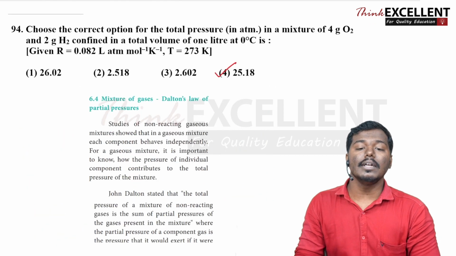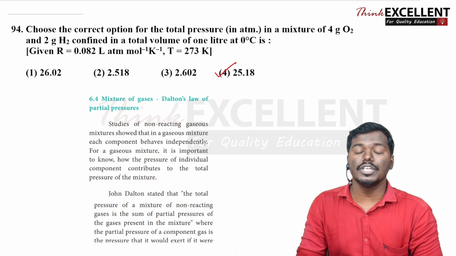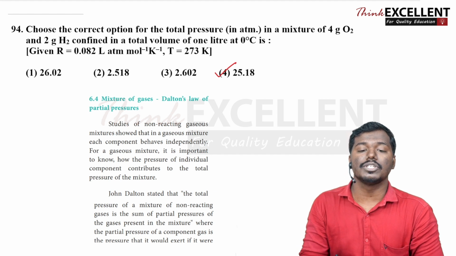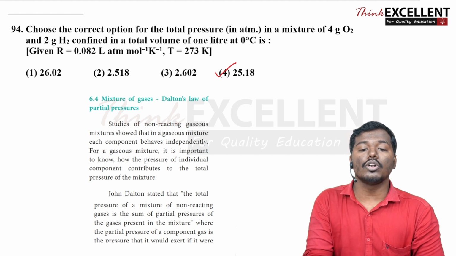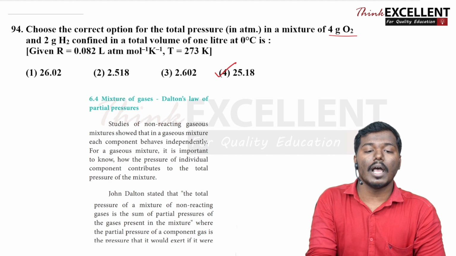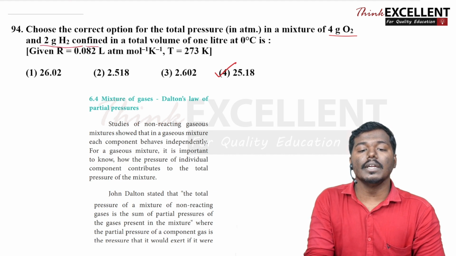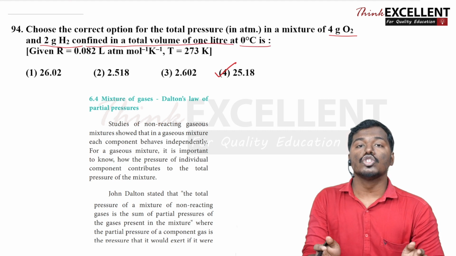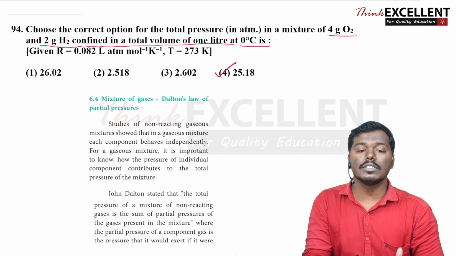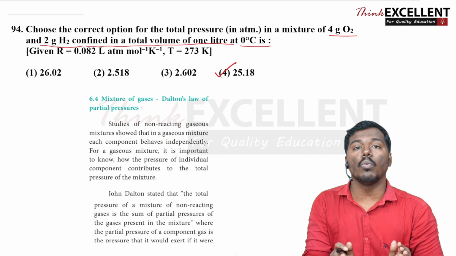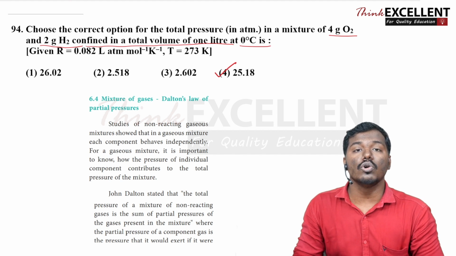So question number 94, you can see that it is asked from the gaseous state. So adula Dalton's law of partial pressure படிச்சிருக்கோம்ல, so அதை பேஸ் பண்ணி தான் question கேட்டிருக்காங்க. That is, choose the correct option for the total pressure in atmosphere in a mixture of 4 gram oxygen and 2 gram hydrogen, which is confined in a total volume of 1 liter at 0 degree Celsius. So ஒரு mixtureல ரெண்டு gas இருக்கு, oxygen and hydrogen, அதோடைய masses கொடுத்திருக்காங்க. So total volume பாருங்க 1 liter இருக்கு, temperature 0 degree Celsius இருக்கு.